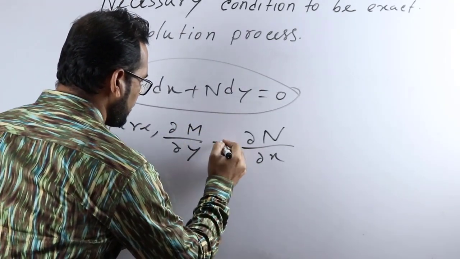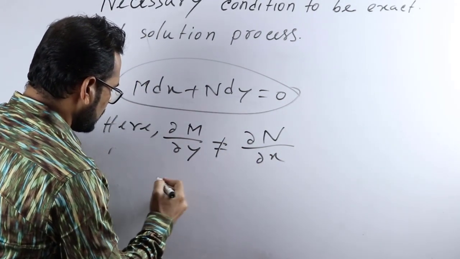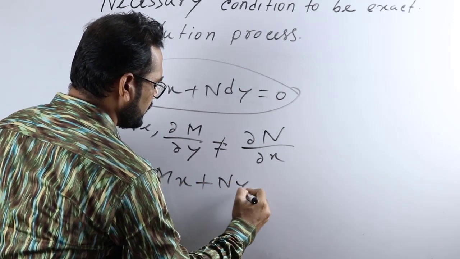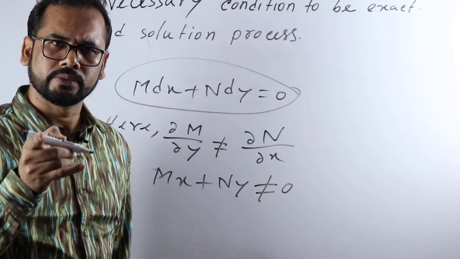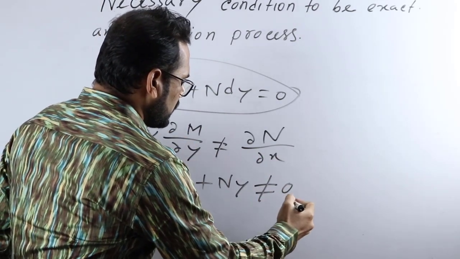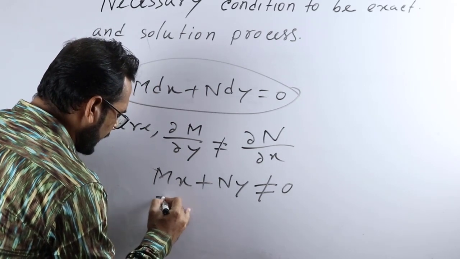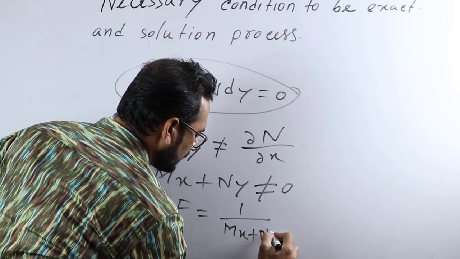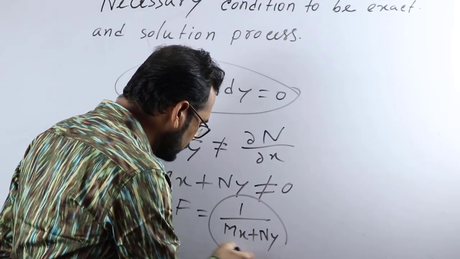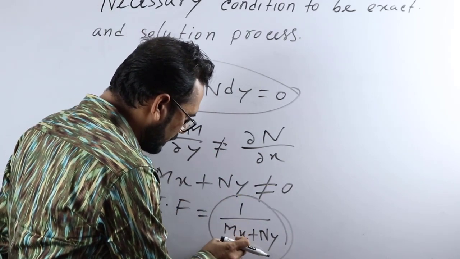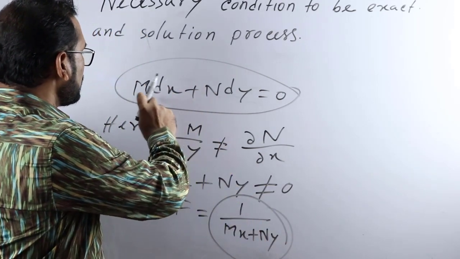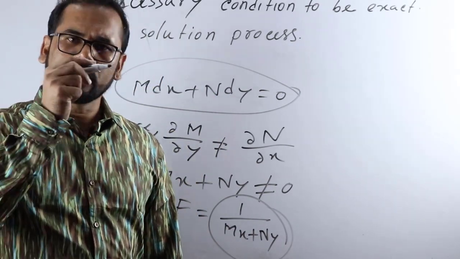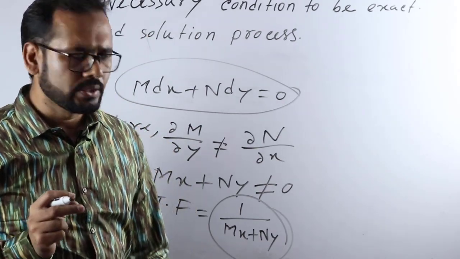If it is not equal, but Mx plus Ny is not equal to 0, then our integrating factor will be 1 divided by Mx plus Ny. We have to multiply 1 divided by Mx plus Ny by this equation and then integrate. After integrating, we will get our desired solution.